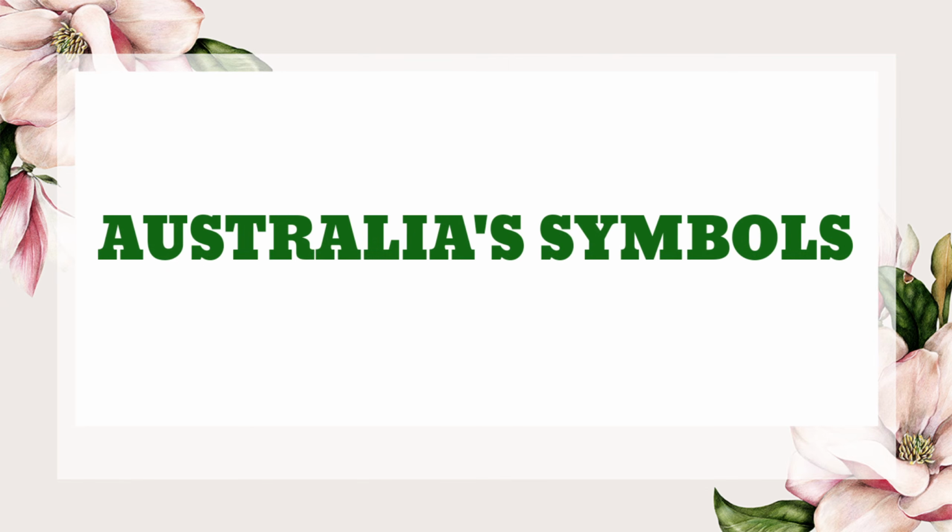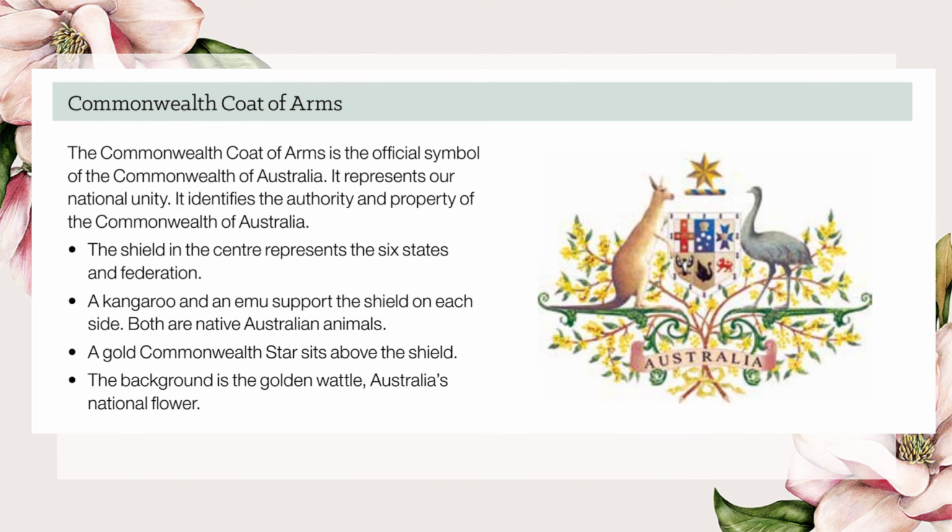Now let's move on to Australia's symbols. This symbol is the Commonwealth Coat of Arms. The Commonwealth Coat of Arms is the official symbol of the Commonwealth of Australia. It represents our national unity. It identifies the authority and property of the Commonwealth of Australia.